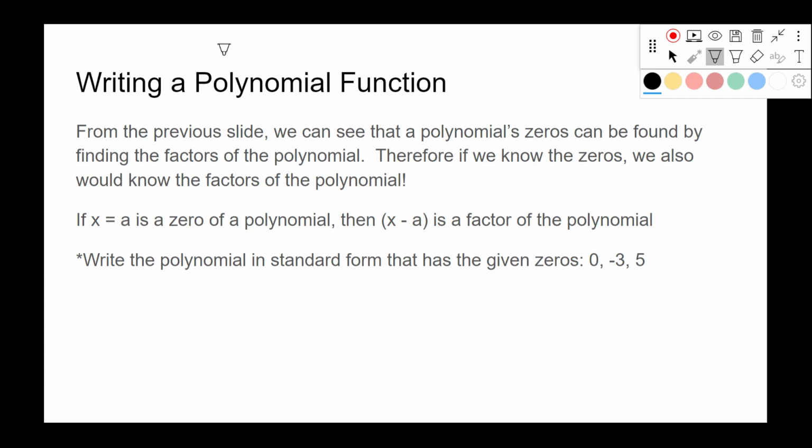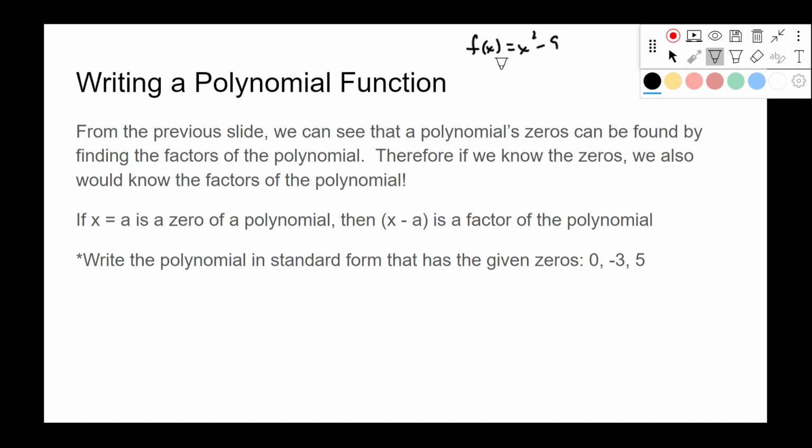Don't forget. Okay, so now we can also write a polynomial function. In the previous slide, you could see that a polynomial's zeros can be found by finding the factors of that polynomial. So if we know the zeros, we also know the factors of the polynomial, right? If x equals a is a zero, then x minus a is a factor of the polynomial.